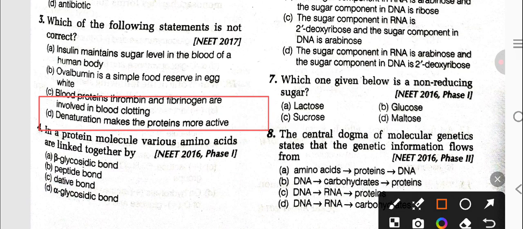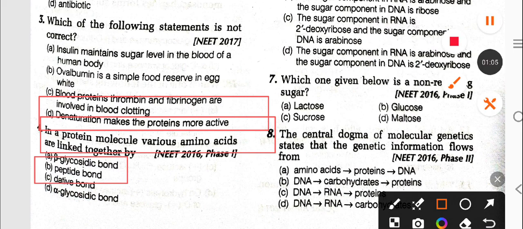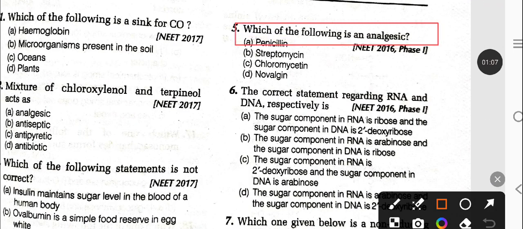Next, in a protein molecule, various amino acids are linked together by the peptide bond. Option number B is the right answer. It is the bond formed between the carboxylic acid group and the amine group. Which of the following is an analgesic? Now what are analgesics? They are the drugs which are given against pain. So out of the given options, Novalgin, option number D is the right answer.